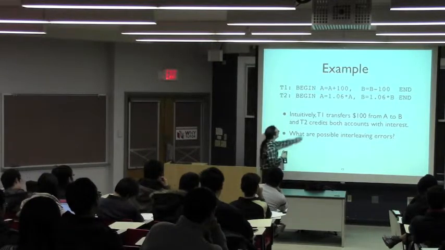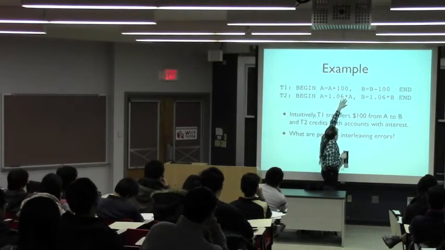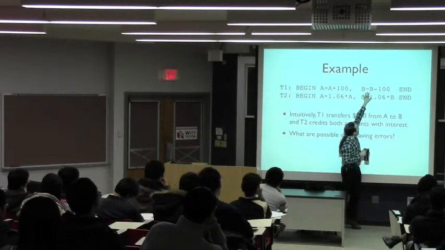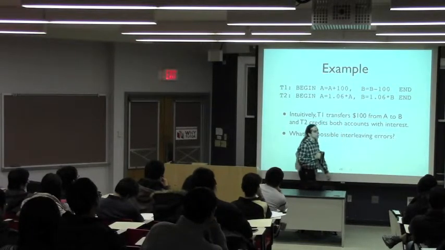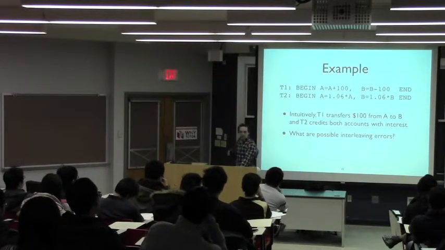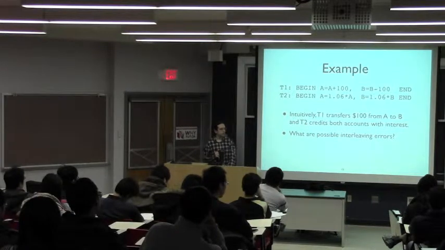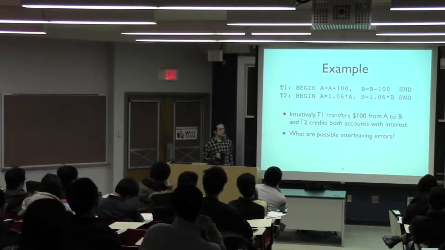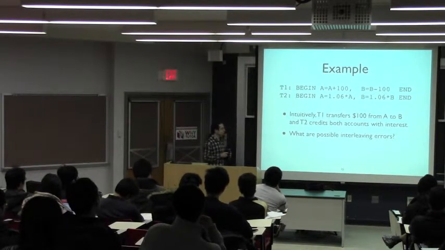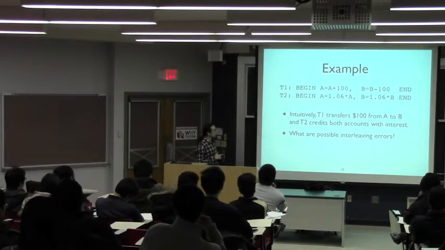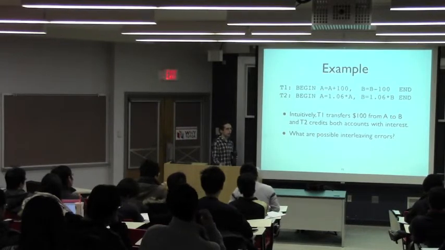So you run A first, then those two, and then that. And what does that result in? Well, neither A nor B get the interest in that case. So ideally you want A or B to get the interest, but not both.